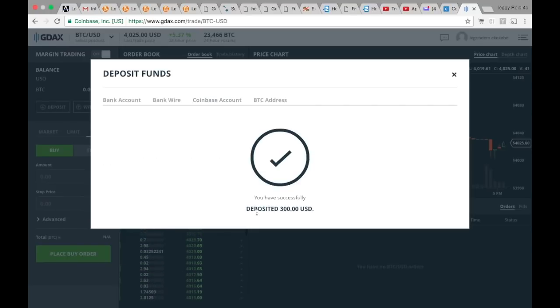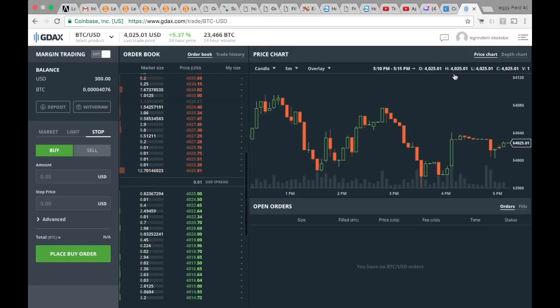Deposit successful. So there you have it. I have successfully transferred the money. So that's how you do it. It's really easy. But sometimes I don't always remember, and it takes me a long time to figure out how to transfer the money from my Coinbase to my Gdax. And now I figured it out, and so have you guys too.